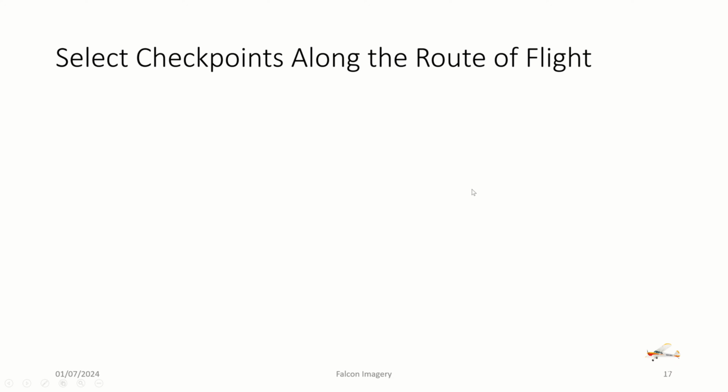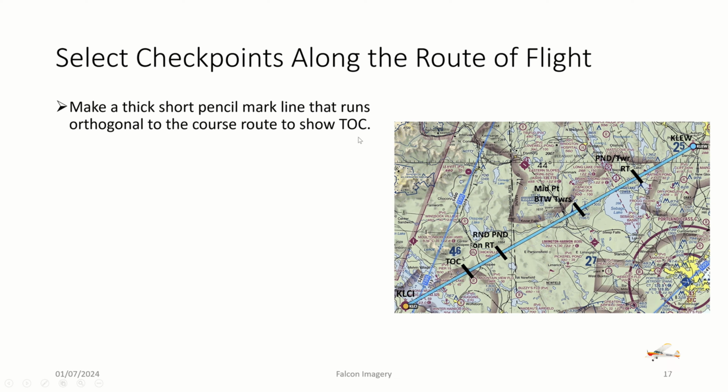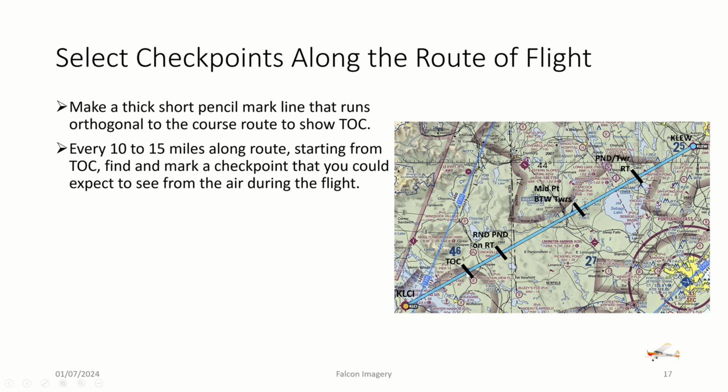Now, we need to select some checkpoints along the route of flight. Make a thick, short penciled mark line that runs orthogonal to the course route to show the top of climb. That's this line right here. Then every 10 to 15 miles along the route, starting from the top of climb, find and mark a checkpoint that you could expect to see from the air during the flight.